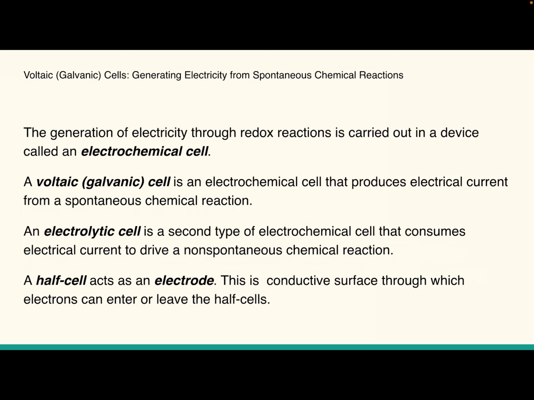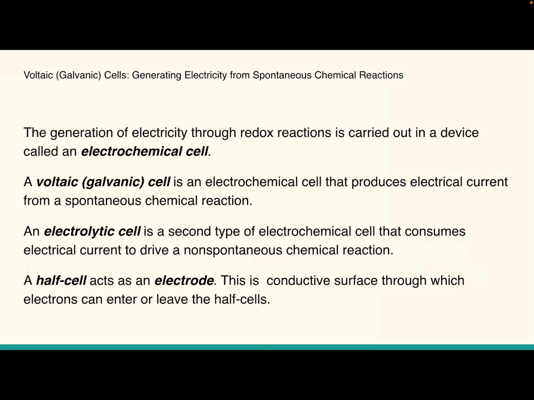I'll show you a picture in a minute. And there are two types. There's the voltaic cell, that's also called a galvanic cell. And this is a cell that produces electrical current using a chemical reaction that's spontaneous. In other words, it's thermodynamically favorable.